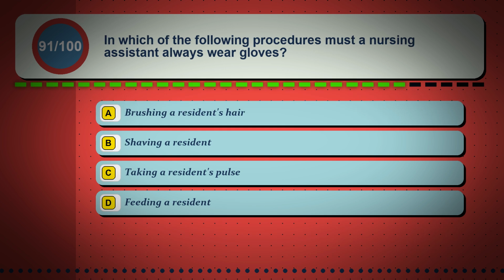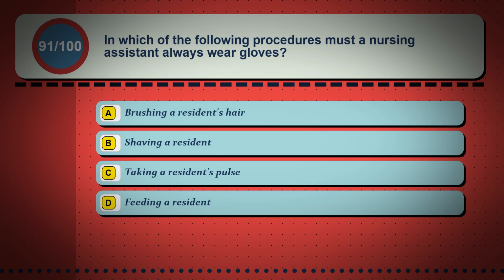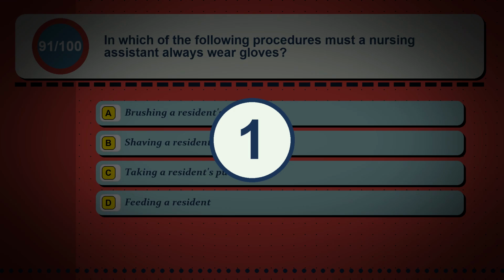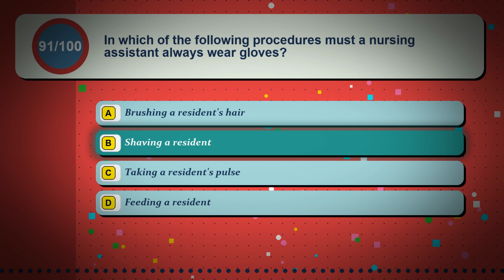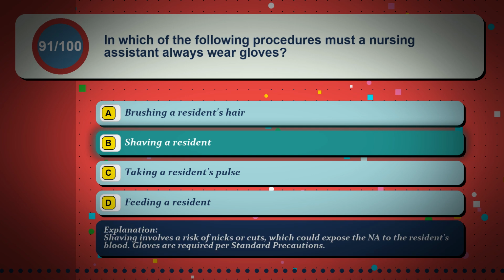In which of the following procedures must a nursing assistant always wear gloves? Option A. Brushing a resident's hair. Option B. Shaving a resident. Option C. Taking a resident's pulse. Option D. Feeding a resident. The correct answer is option B, shaving a resident. Shaving involves a risk of nicks or cuts, which could expose the NA to the resident's blood. Gloves are required per standard precautions.